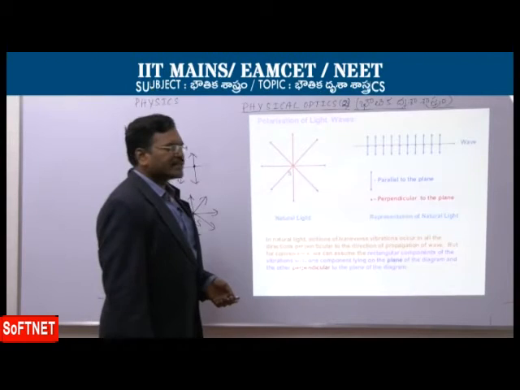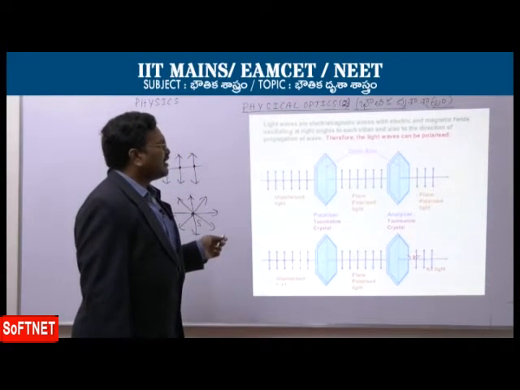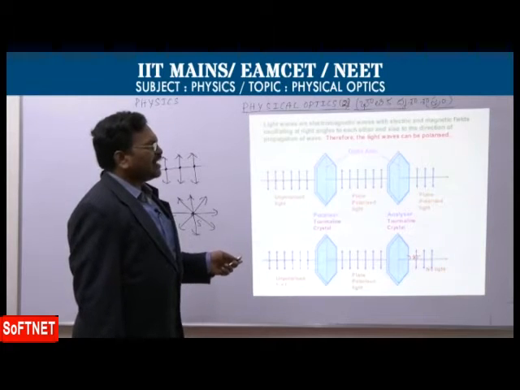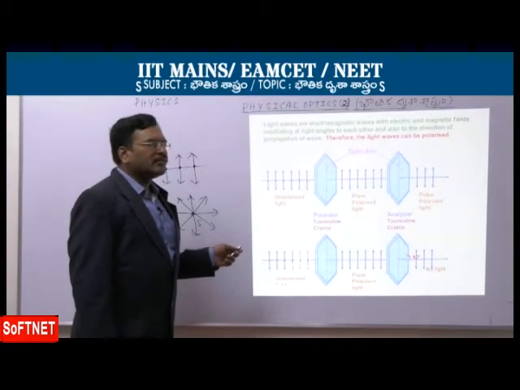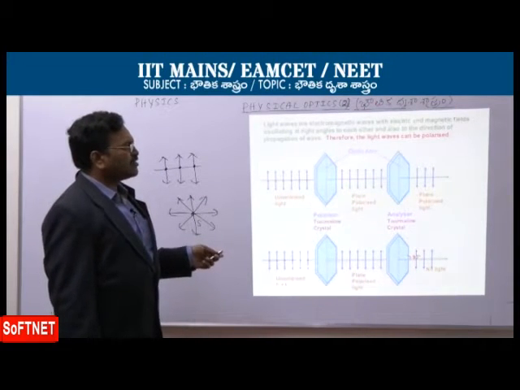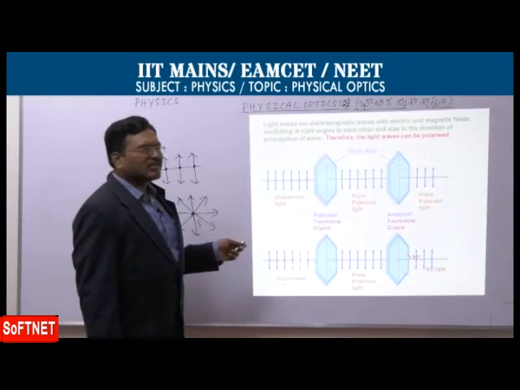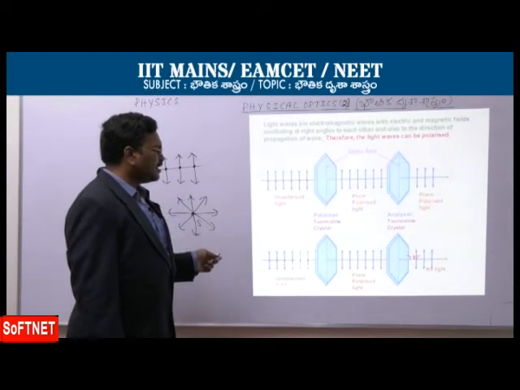Now, light waves are electromagnetic waves with electric and magnetic fields oscillating at right angles to each other. Here, the electric and magnetic fields are oscillating how? At right angles to each other and also to the direction of propagation of the wave. Therefore, light waves can be polarized.